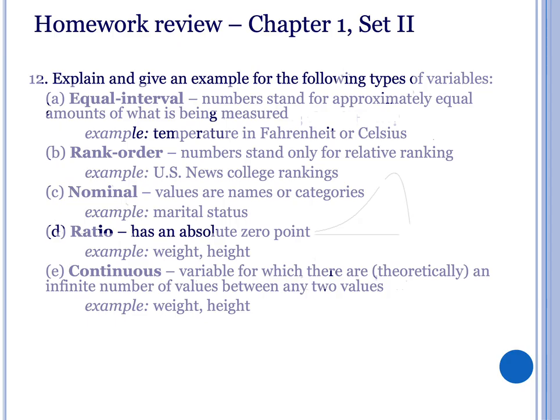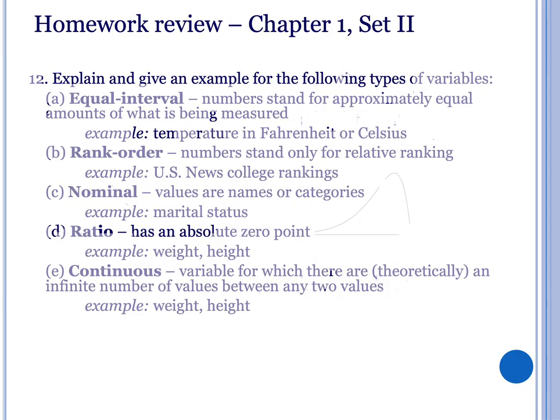Nominal, which I always tend to call categorical, but it's the same thing. Nominal variables, all of your values are categories, they're names. So marital status: married, not married, divorced, widowed, right? These are different categories and you belong in a category. But they don't necessarily have any order to them. There's not even really any numbers attached to them.